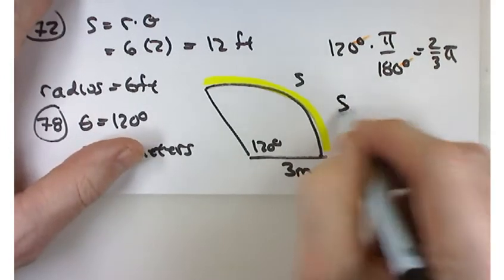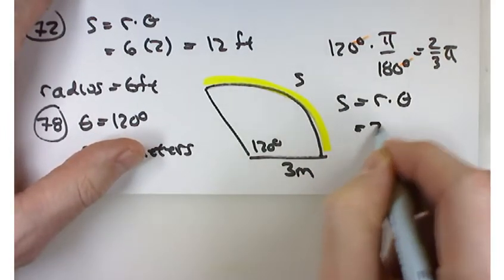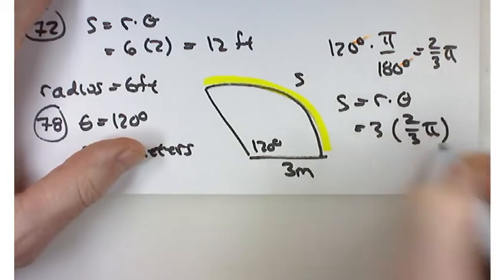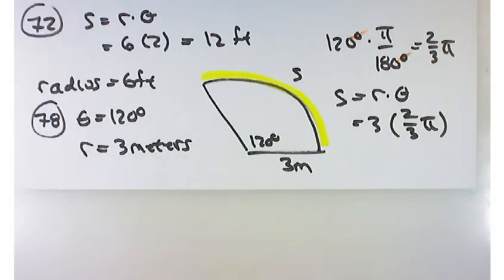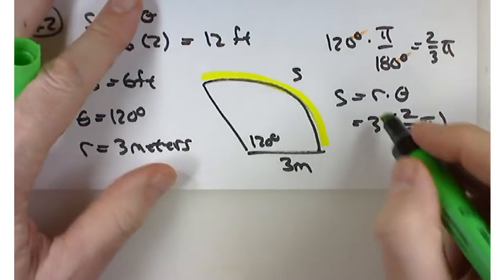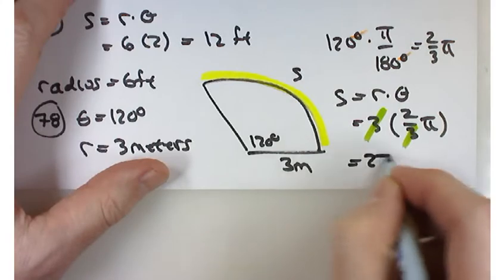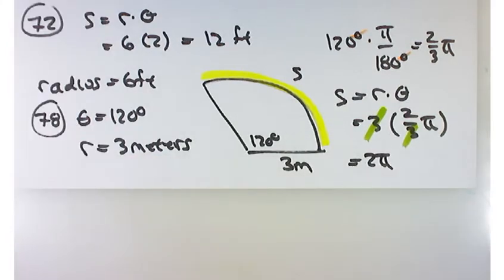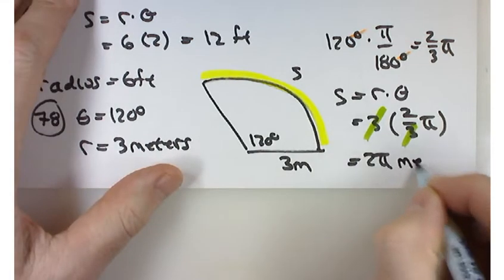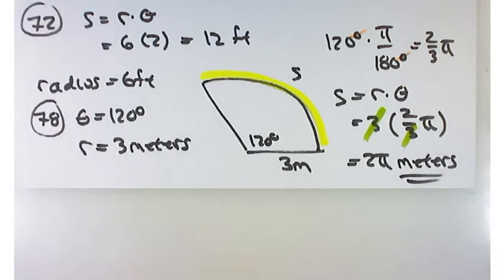We're going to calculate S equals r times theta, which is going to be 3 times 2/3 pi. And something else pretty nice happens. What else happens that's pretty nice? Yeah, the 3's cancel. So you're just left with 2 pi. Unless I ask you for a decimal value, it's fine to leave it like that. 2 pi is about 6.28. There is something that's missing, though. Meters. You need the units. So the unit there would be meters.